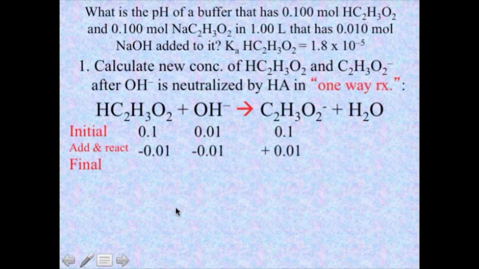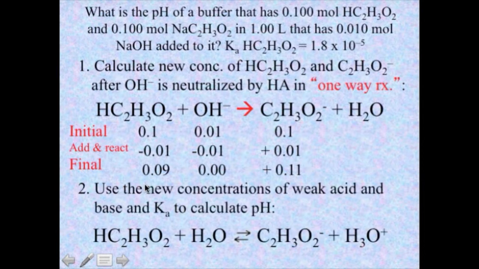Now what's going to react? 0.01 moles of the acetic acid is going to react with the hydroxide and form 0.01 moles of the acetate ion. After this reaction, it means that we have 0.09 moles of the acetic acid left over. We've neutralized all the hydroxide, and we've formed a little bit more of the acetate ion, 0.11 moles.